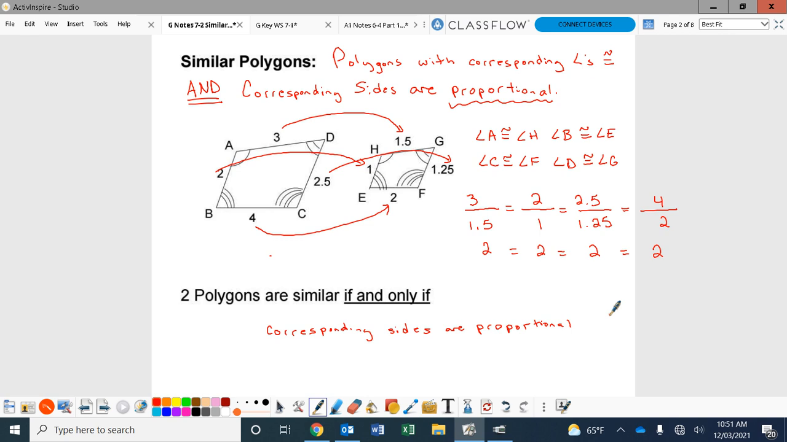So, corresponding sides are proportional. And what's the other thing? Corresponding angles are what? There you go. Corresponding angles are congruent. That's the only way you can have similar items, guys. Similar polygons. Those two things must be true. If they are not true, then you do not have similar polygons. Because the first thing you have to do is tell me, are these shapes similar or are they not?